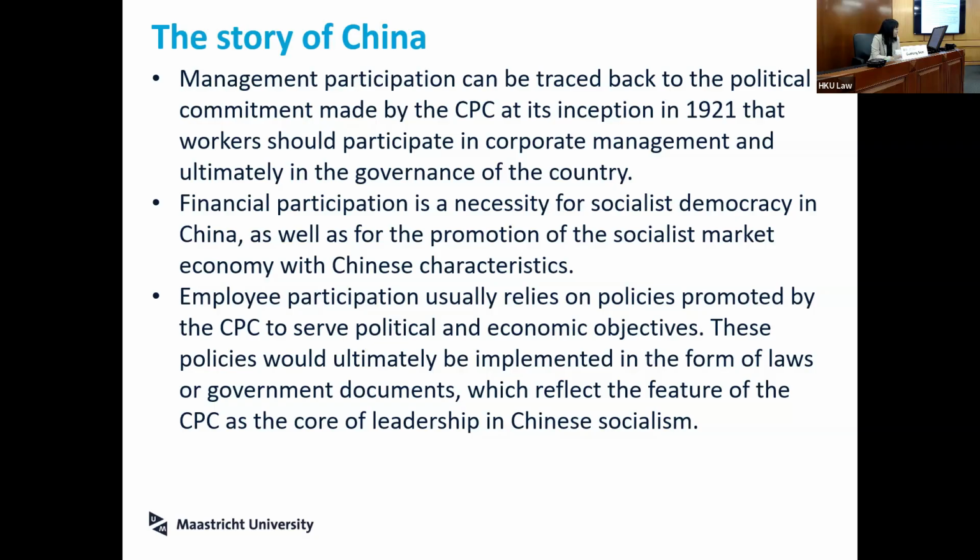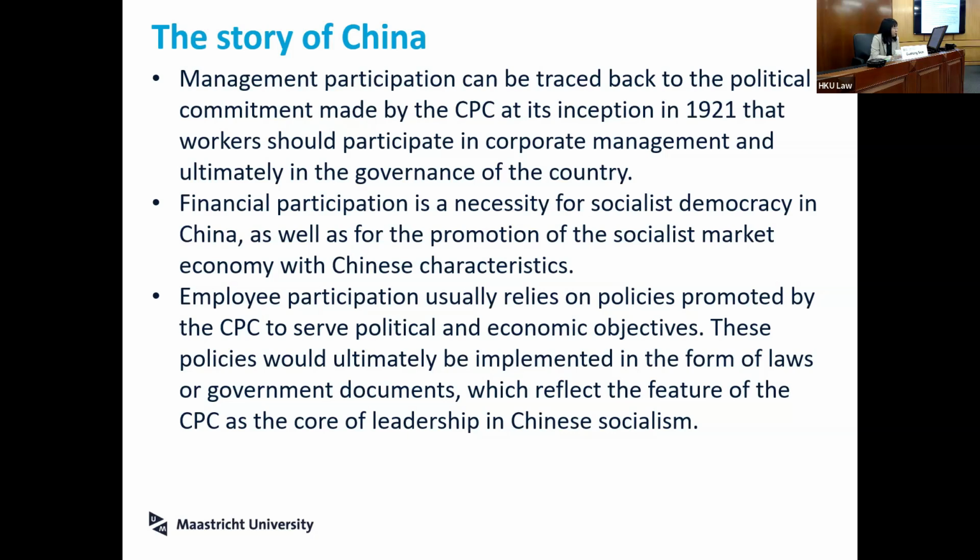And then also, financial participation is a necessity for socialist democracy in China, as well as for the promotion of the socialist market economy with Chinese characteristics. For socialist democracy, especially for a long time, we have called the working people the master of the country, and the working people should work in state-owned enterprises as if they are the owners of these enterprises. So employee stock ownership plans are a way that employees can really be the owners of their corporations. It's part of the way that employees could also participate in corporate management.